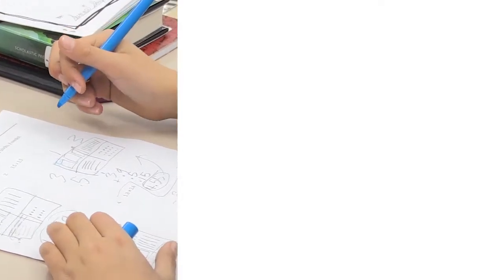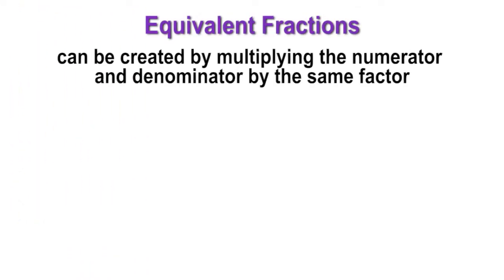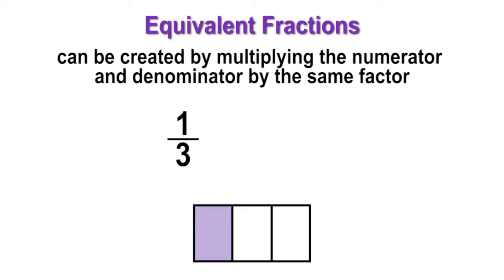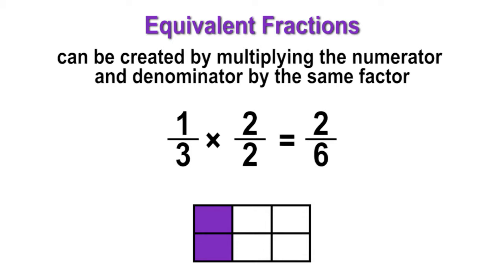The first skill students learned was that equivalent fractions can be created by multiplying the numerator and the denominator by the same factor. They related this to a model. If the numerator and denominator of 1/3 is multiplied by 2, the equivalent fraction is 2/6.